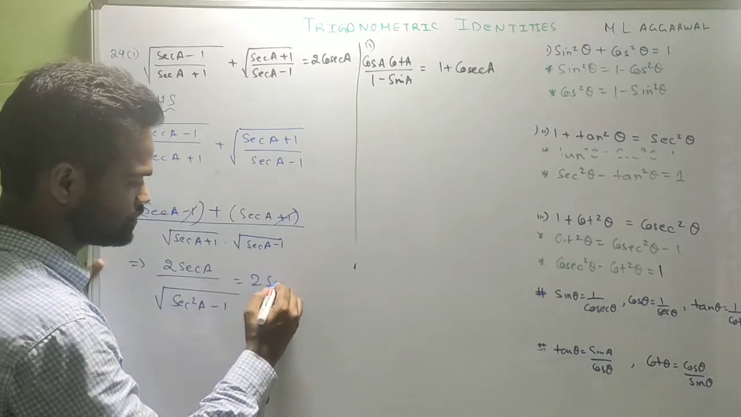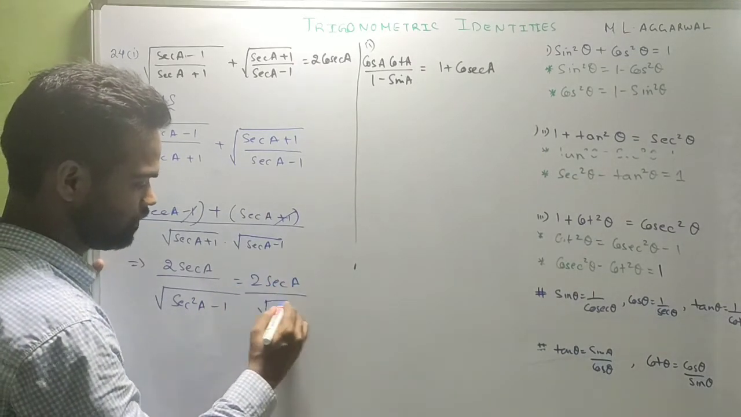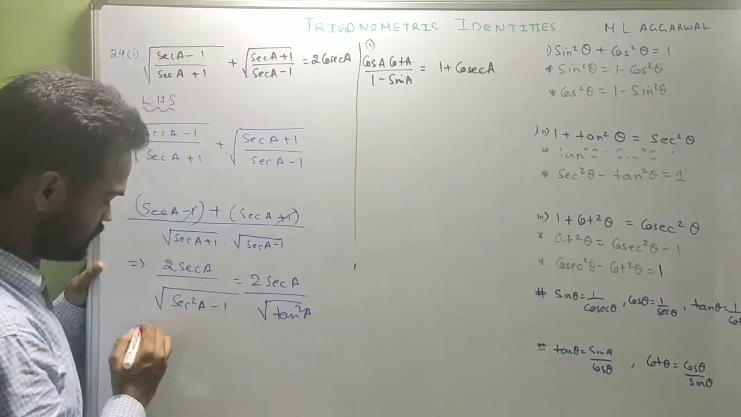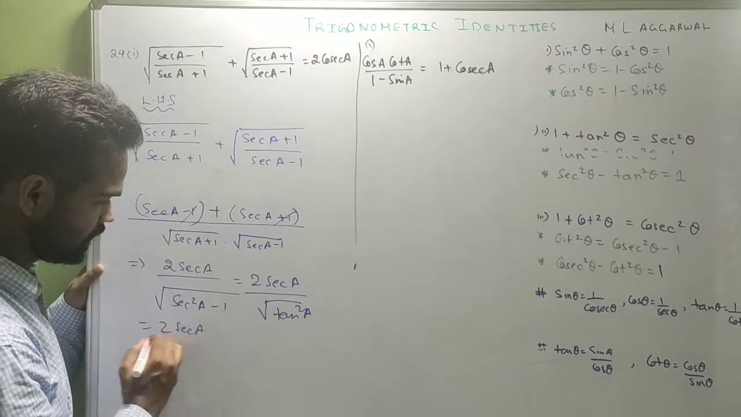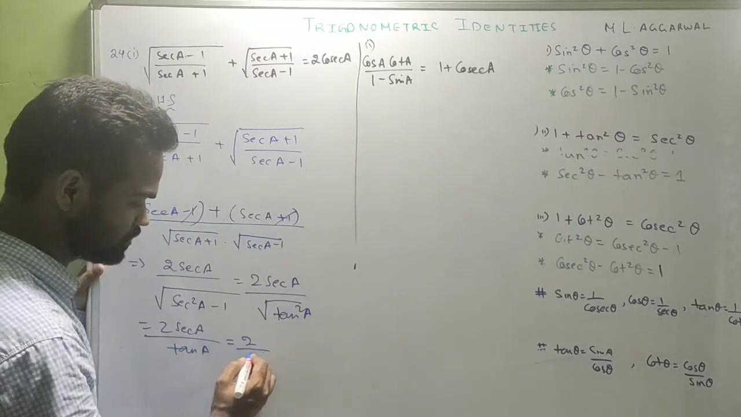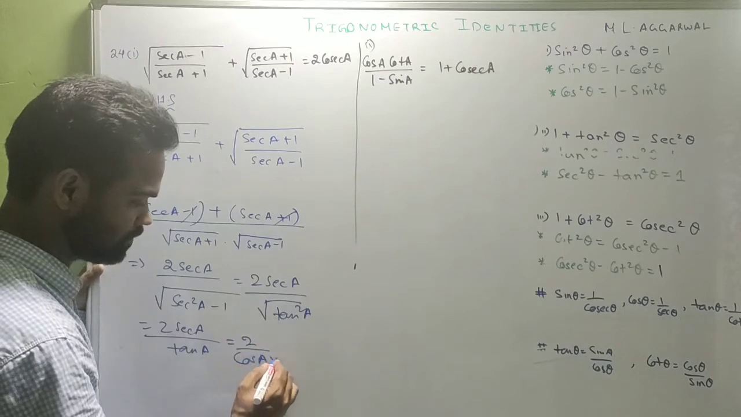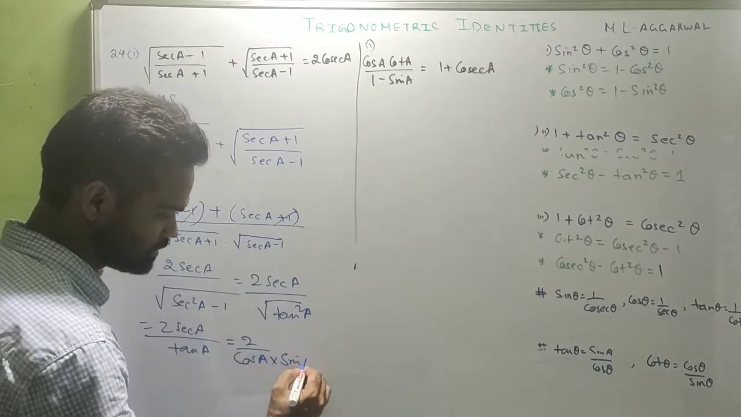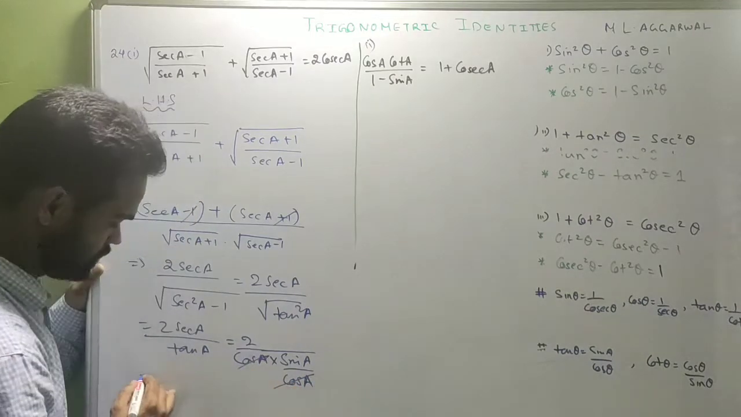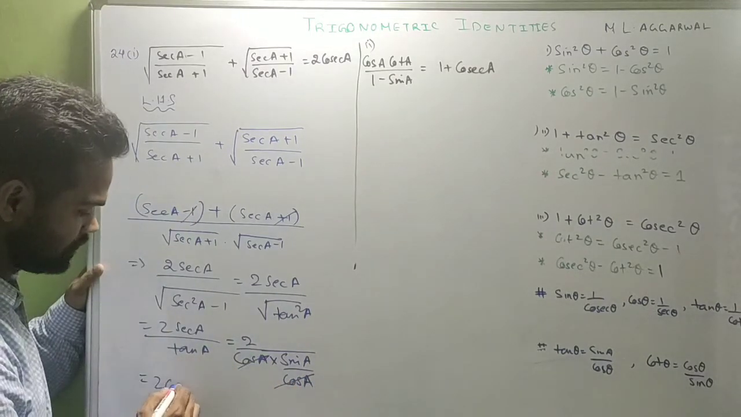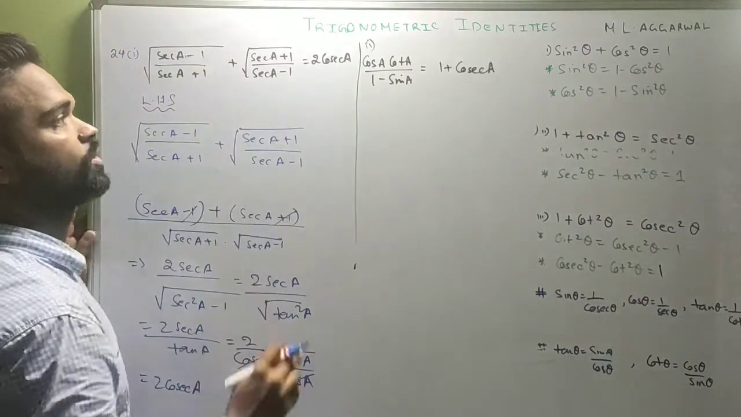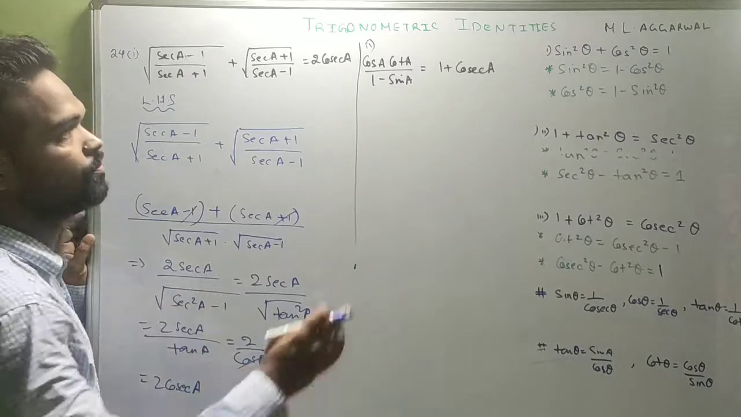So that's twice of sec A over root of, and this is sec square A minus 1, which is tan square A. So that's twice of sec A by tan A. Twice of sec A becomes 1 by cos A, and tan A I can write sin A by cos A. So 2 by sin A is nothing but 2 cosec A. Done. Now let us look at sum number 24 part 2.